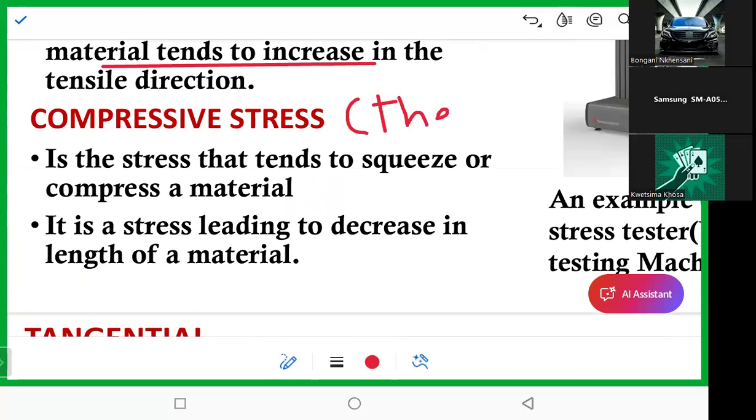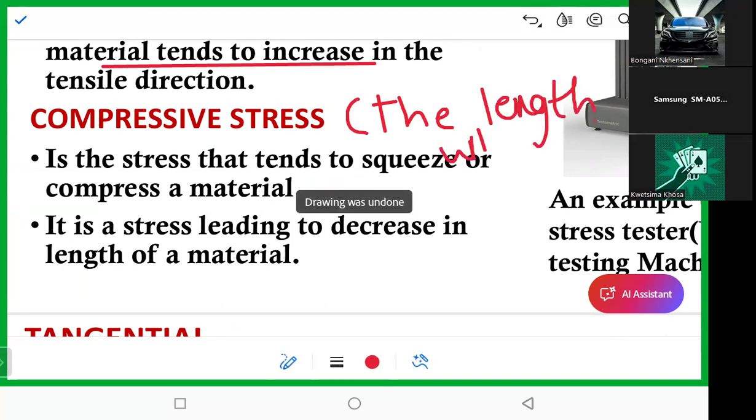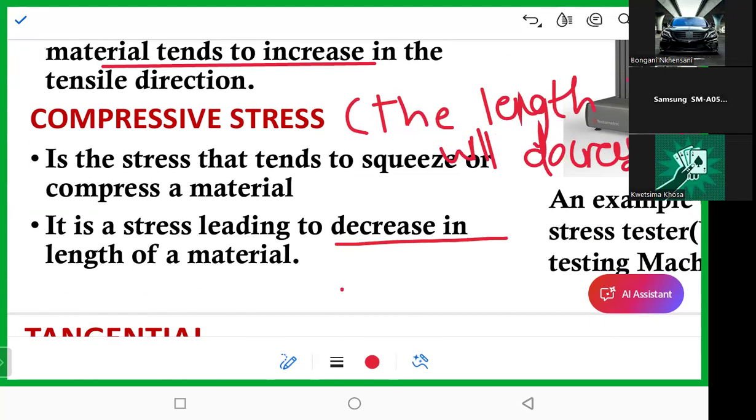Okay. And then with compressive stress, the length will decrease. That's why it is the stress that leads to a decrease in the length. So the length will decrease. Let's start.